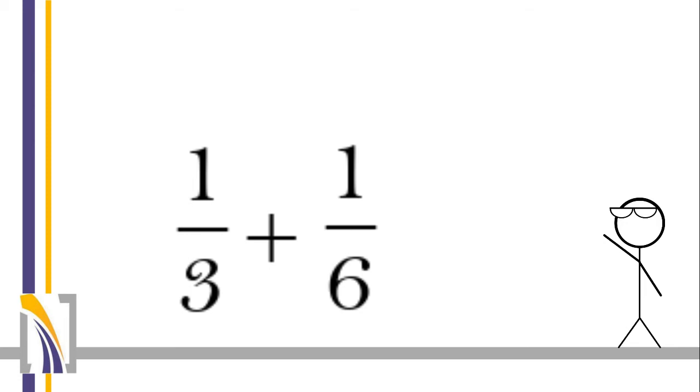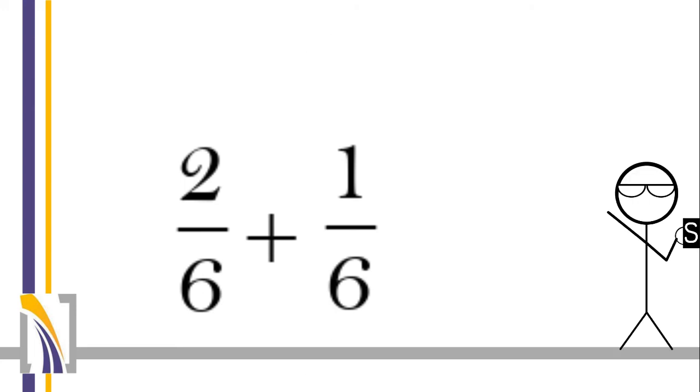Now, if we want to change the number in the denominator, we have to multiply it. For example, in this 1/3, if we want to make it into 6, we need to multiply it by 2. And that way, the first one is 2 by 6, and the second one is a sixth, or 1 by 6. If we add them together, we will get 3 by 6.